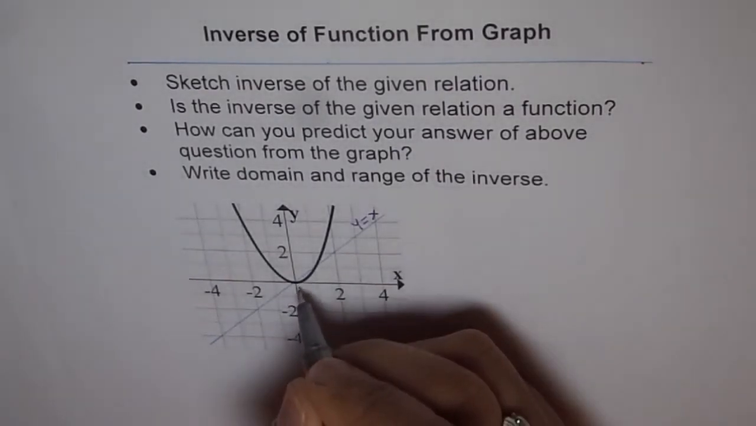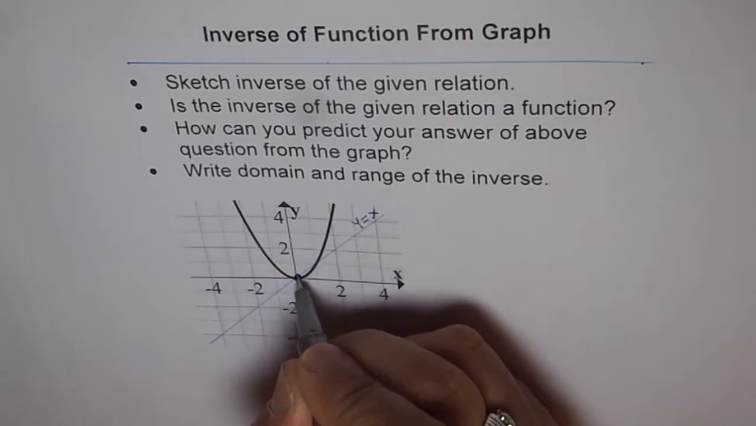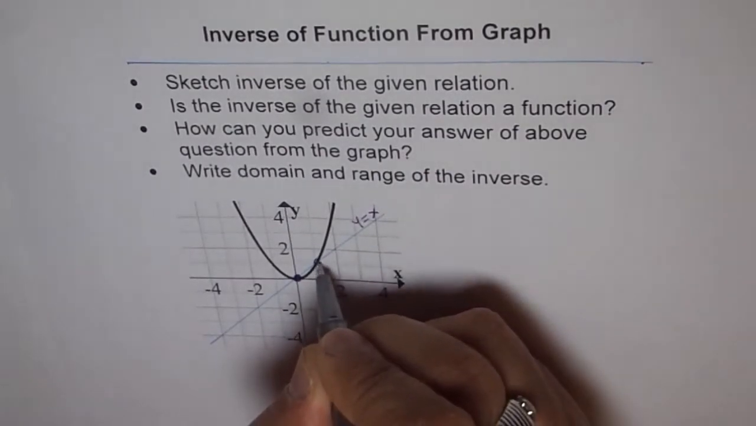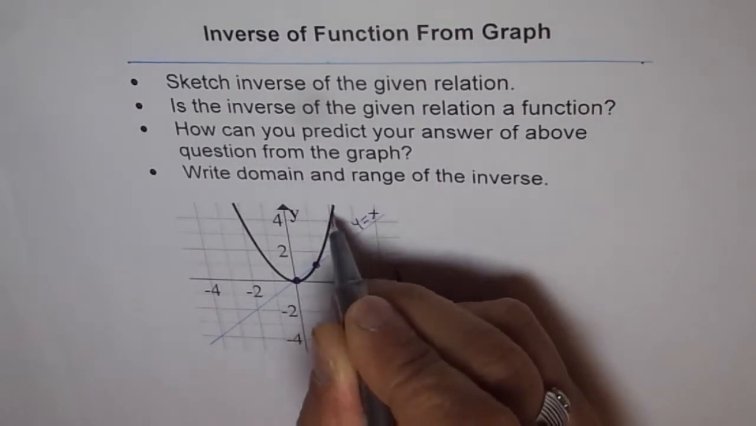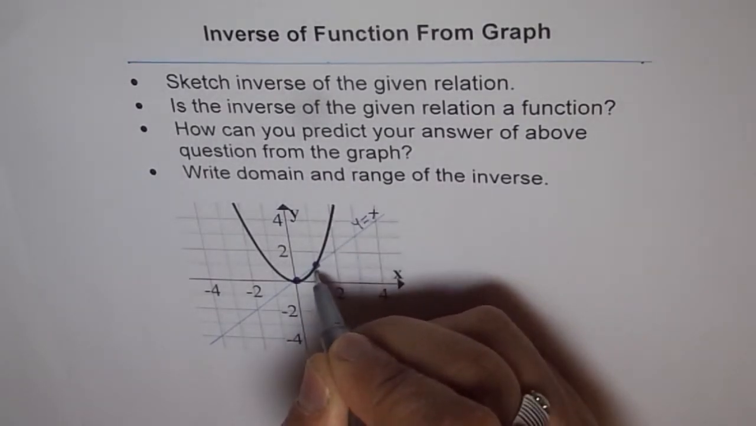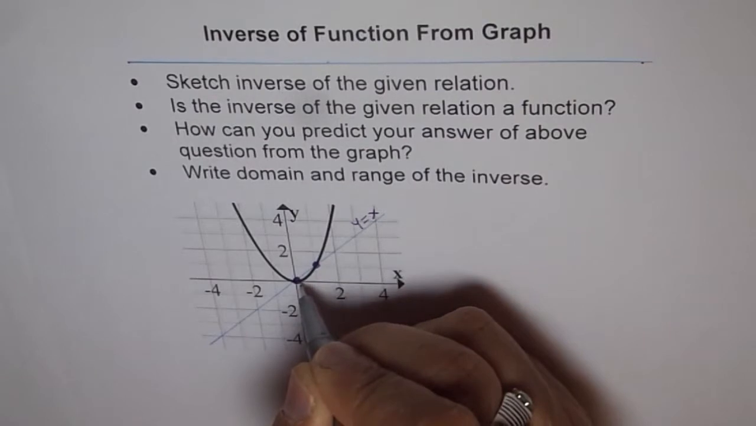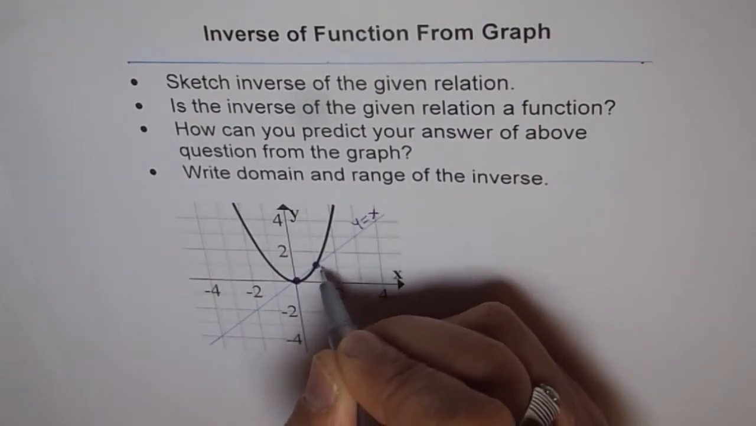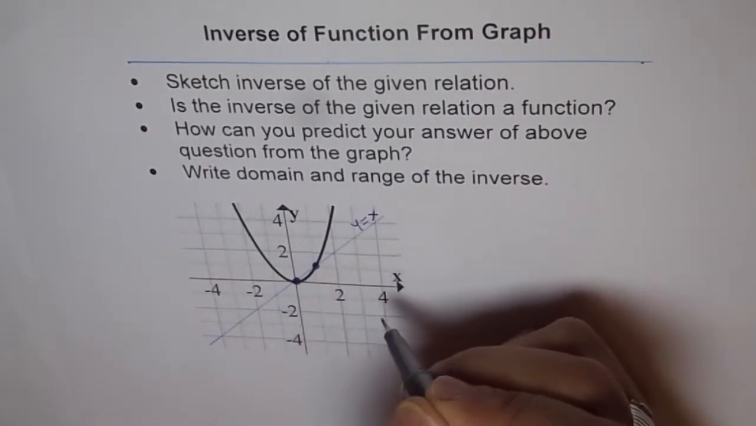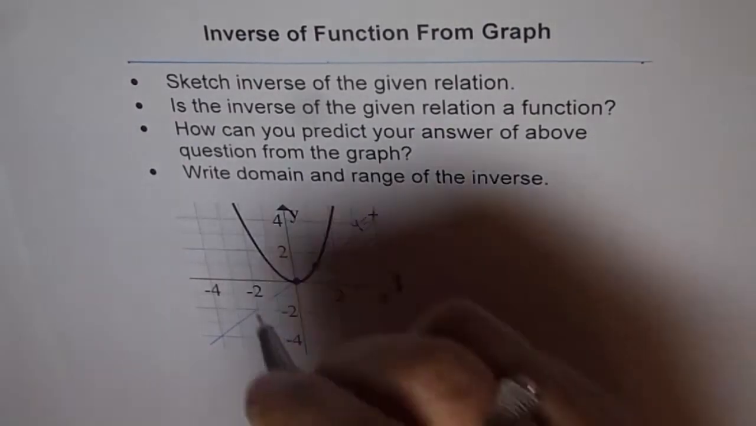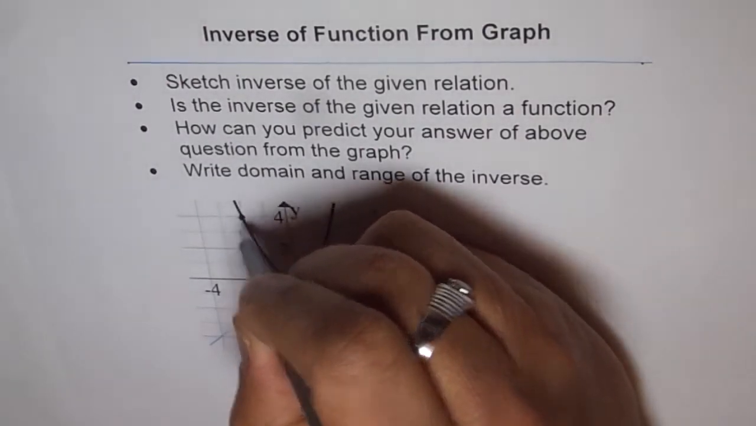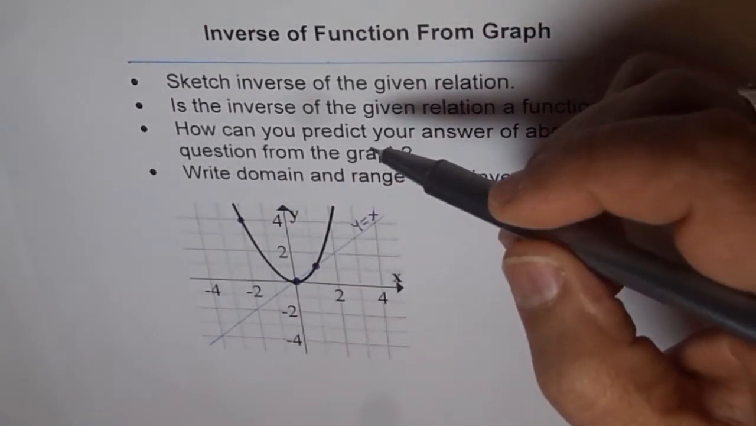Now there are a few invariant points. Let me highlight those. The points which are going to lie on y equals x. So the intersection of the graph with the line y equals x will give the invariant points. So we can highlight those first. Now we can select more points to sketch a good graph. For example, this is a nice point to select. So we can start from here.